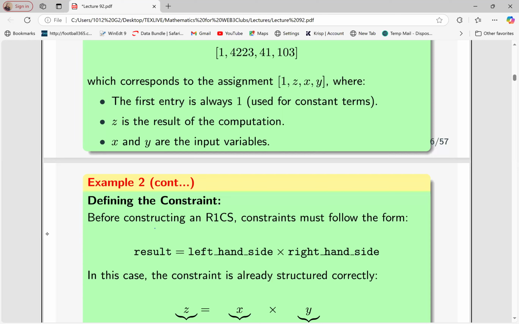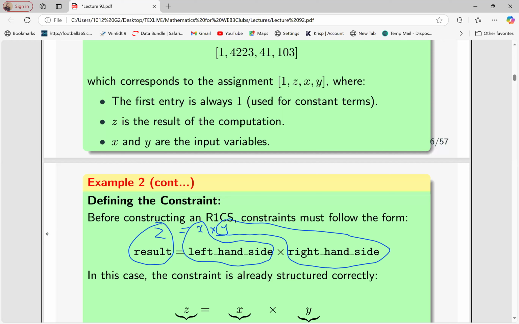We had Z is equal to X times Y. Now, Z here is the output, which we call the result. And then on the other side, among the inputs, we have the one on the left-hand side and the one on the right-hand side. When we talk of the left-hand side and the right-hand side, we are just referring to the inputs, not the result, not the output.